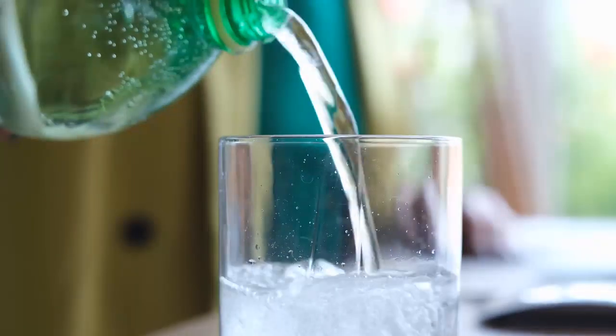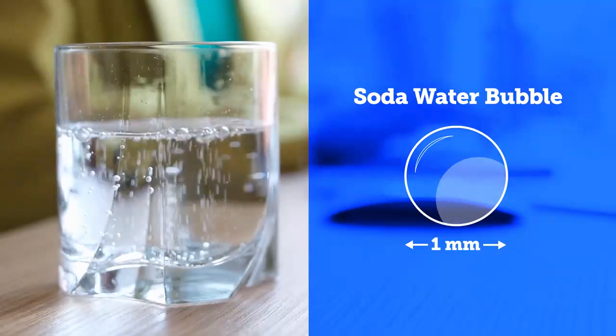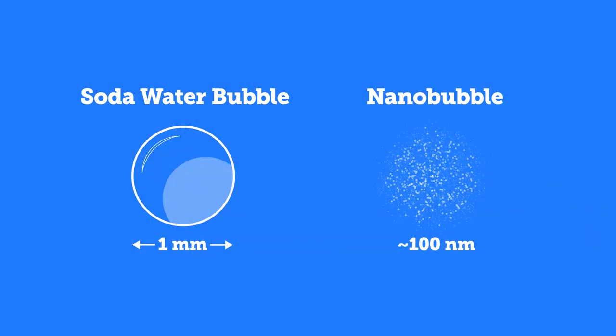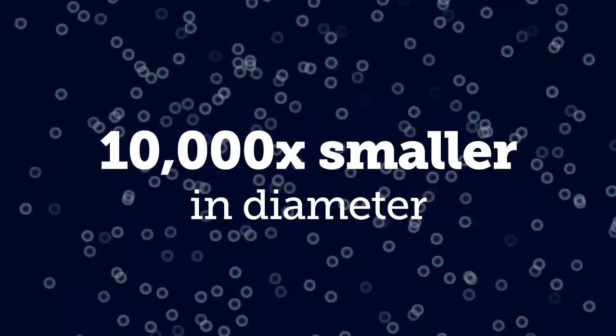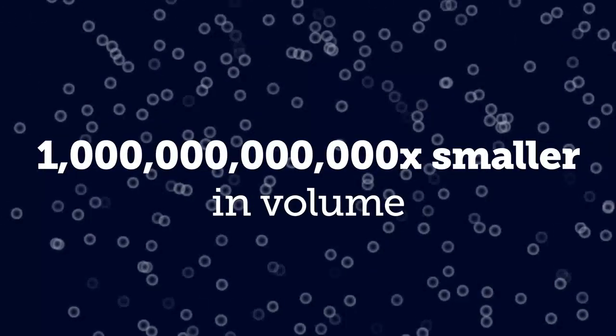The kind of bubble that you would see in soda water might be, let's say, a millimeter in diameter. So the nanobubble, the diameter at 100 nanometers is 10,000 times smaller, but that then means that its volume is 1 trillion times smaller than that bubble that you can see in the club soda.